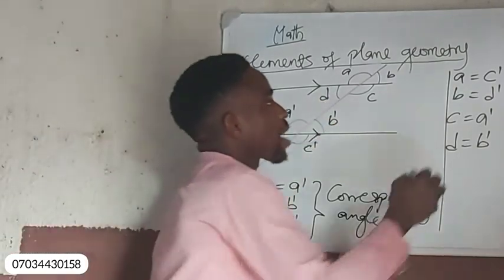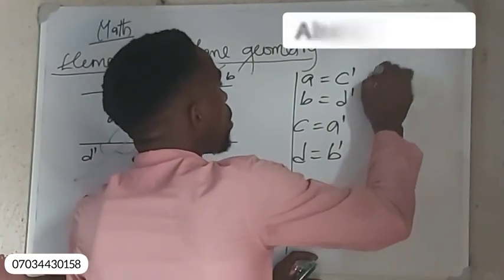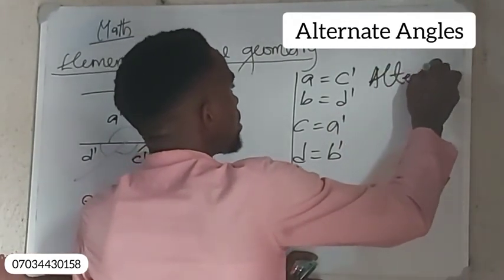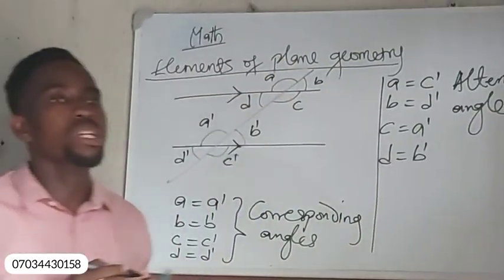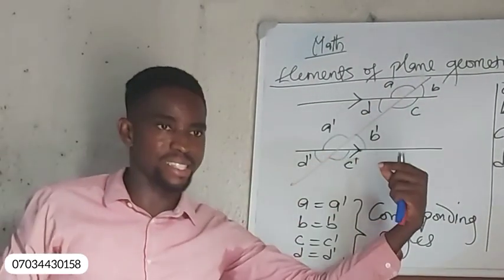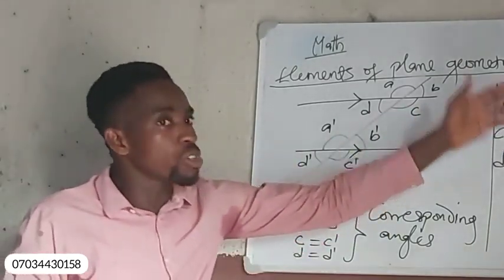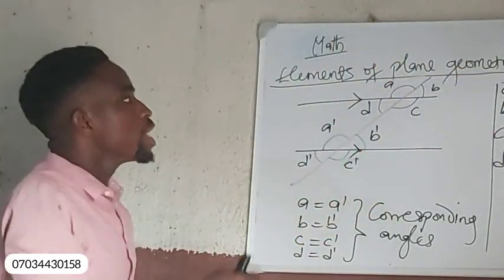These angles are called alternate angles. You can see how they are formed. Alternate angles. They are alternating angles. Now, you can see how they are formed.